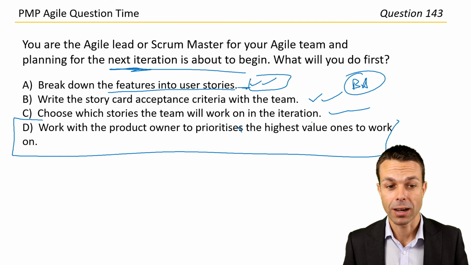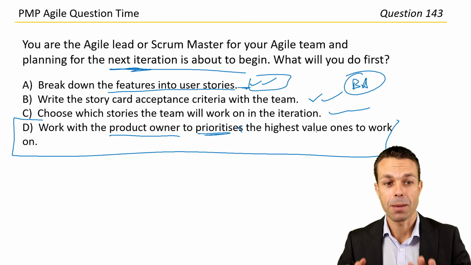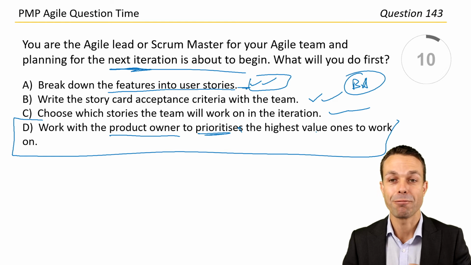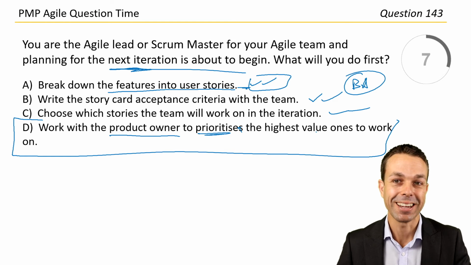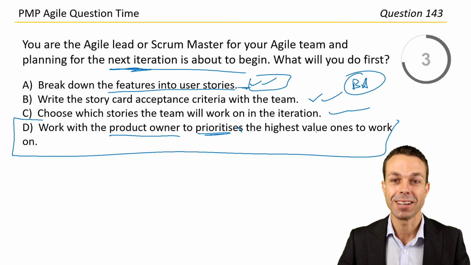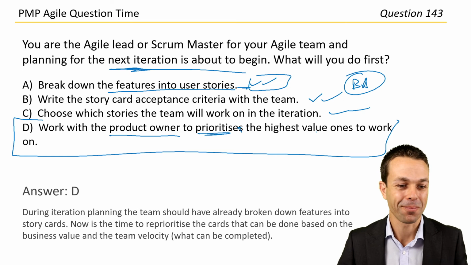So ultimately for us, we want to work with the product owner to prioritize the highest value ones and put them into the backlog, so that we can then make sure that they have points on them and figure out how much we can complete in that iteration. But prioritizing it according to what the product owner wants is the most important thing for us at this stage. So let's go with answer D.